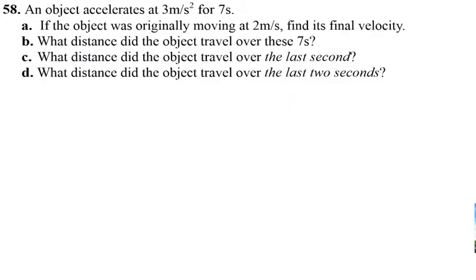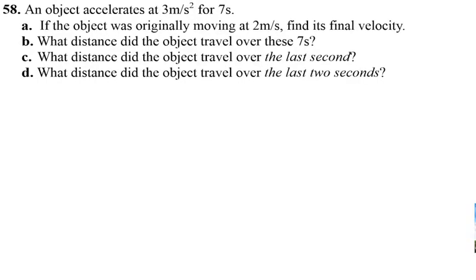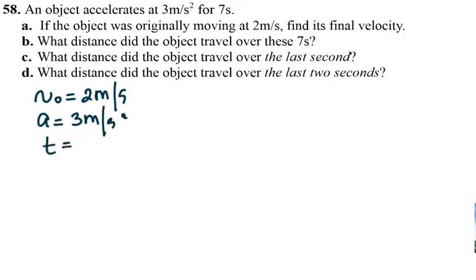Here's another good example to look at. An object accelerates at 3 meters per second squared for 7 seconds, and the object was originally moving at 2 meters per second, so initial velocity is given. Initial velocity is 2 meters per second. Acceleration is 3 meters per second squared, and the time is 7 seconds.